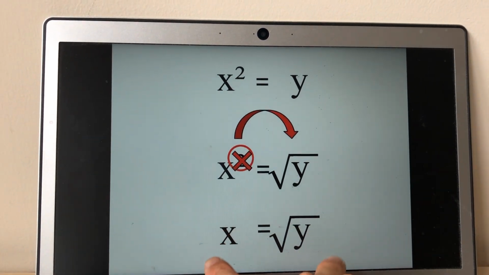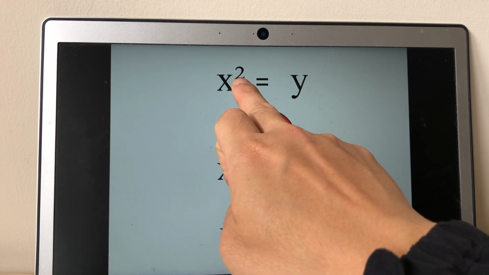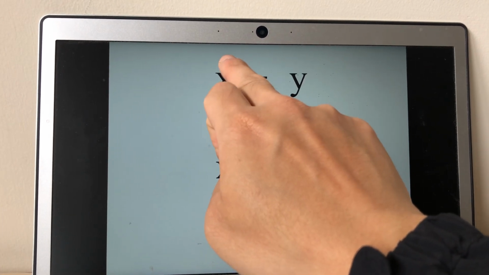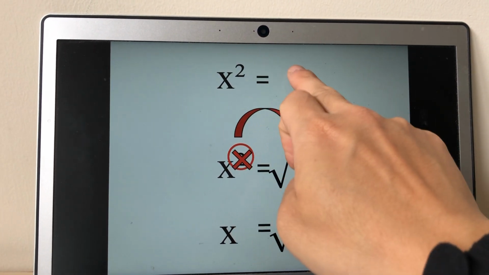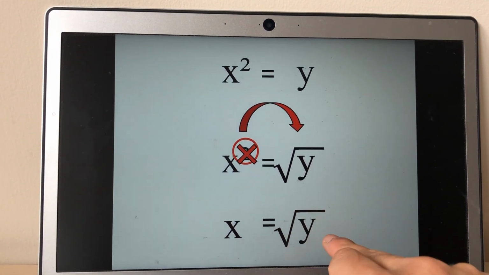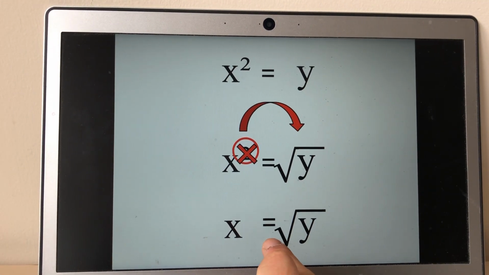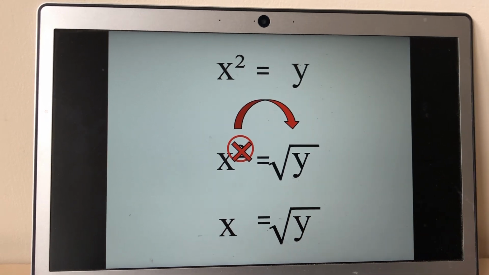So this is the process. This is how we get rid of the square. When you don't want to have the square, you may move it to the other side of the equation and it becomes a square root. So x is equal to square root of y.